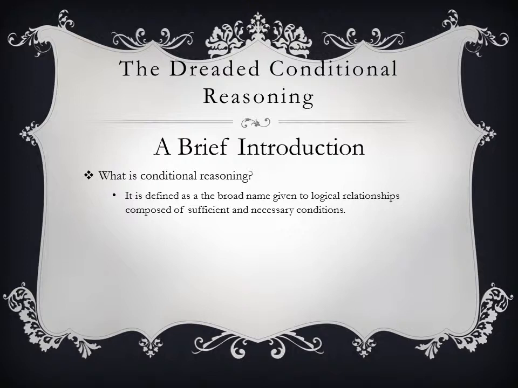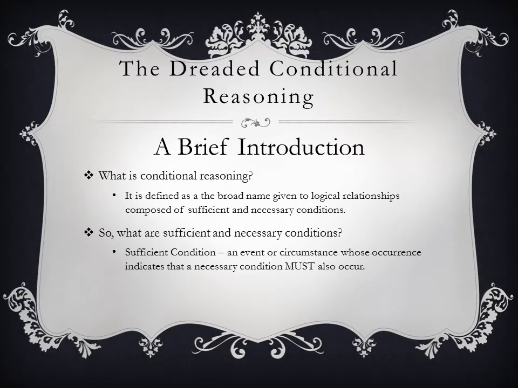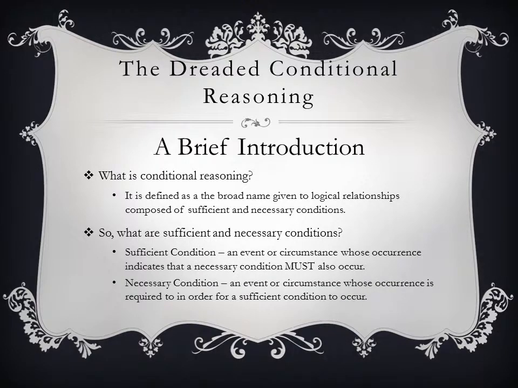And so what's a sufficient condition? Because when I first was learning this stuff on my own, I was like, huh? A sufficient condition is an event or circumstance whose occurrence indicates that a necessary condition must also occur. And the necessary condition is an event or circumstance whose occurrence is required in order for a sufficient condition to occur.